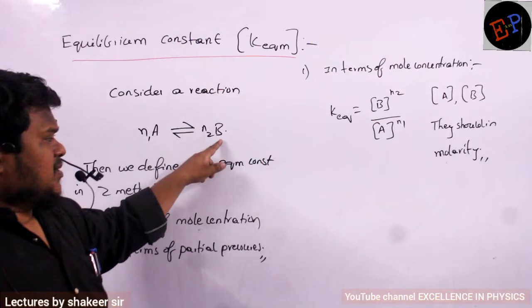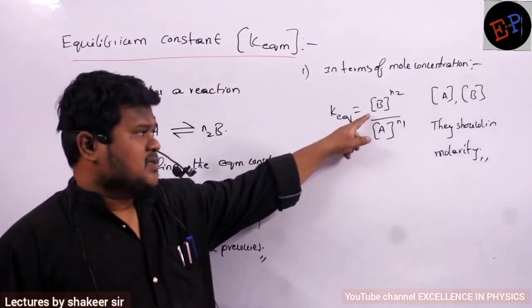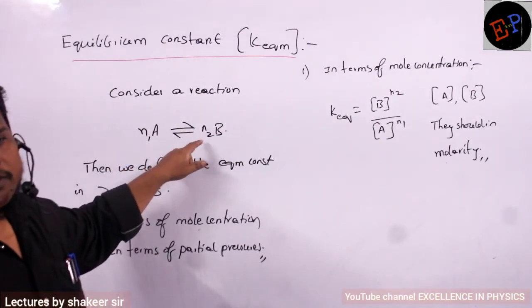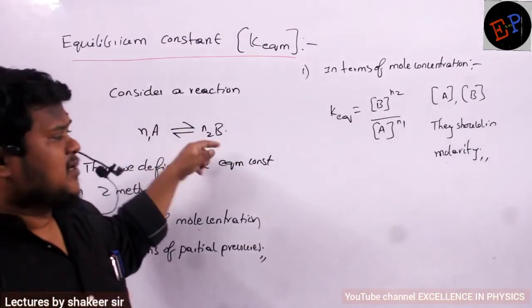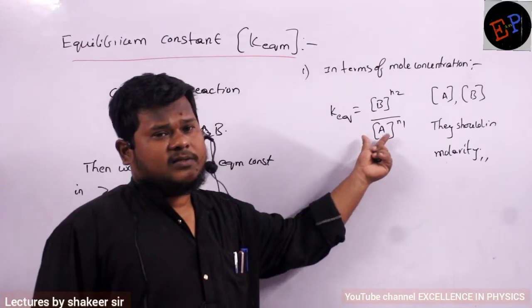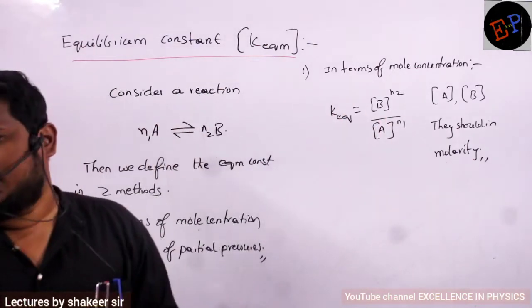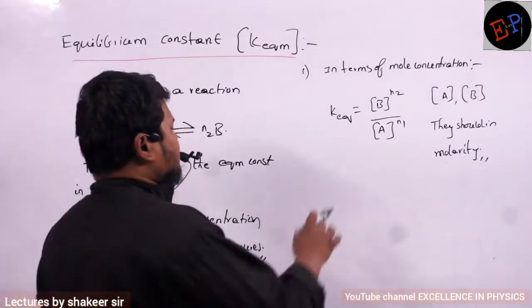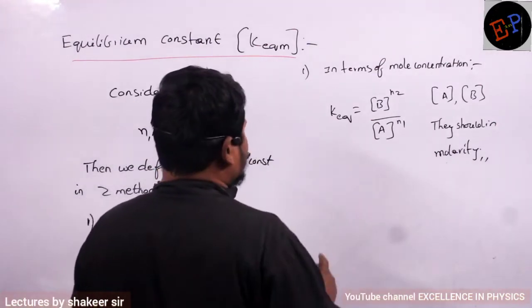Here B is the product. So bracket of B means concentration of B, and to the power of the stoichiometric coefficient of the product, divided by concentration of the reactant to the power of number of moles of reactant, or you can say stoichiometric coefficient of the reactant. So this is the first method of writing the equilibrium constant.